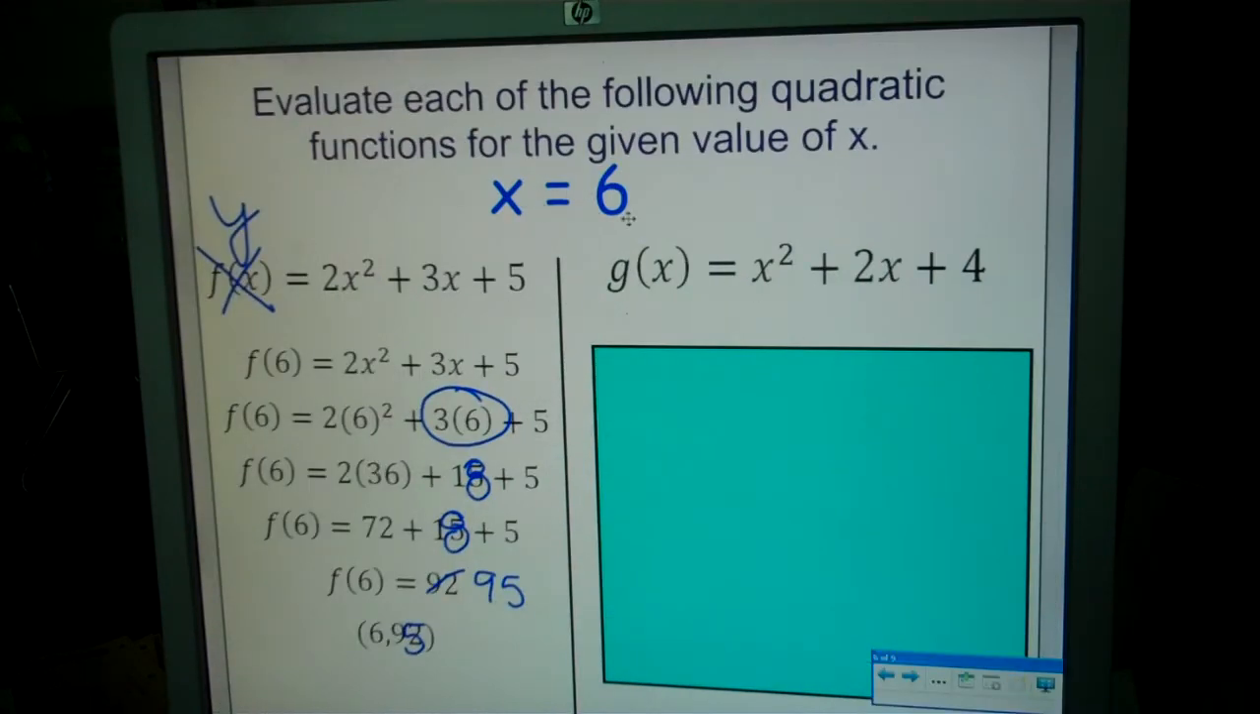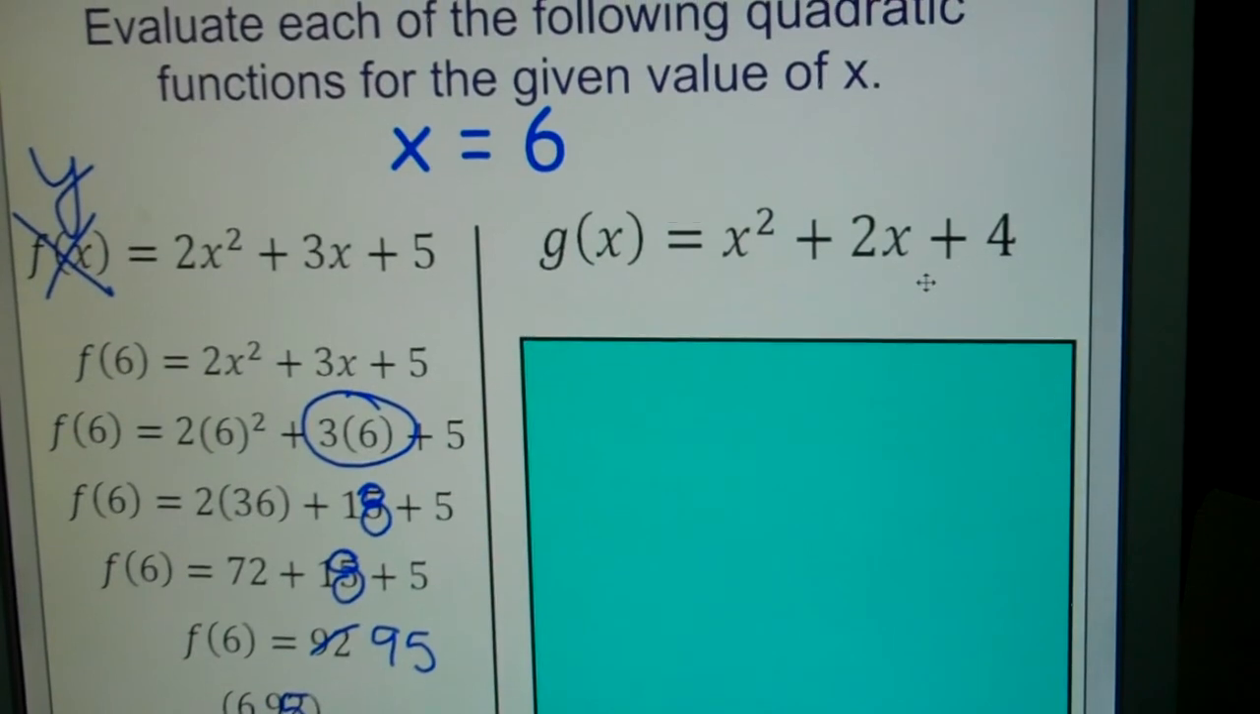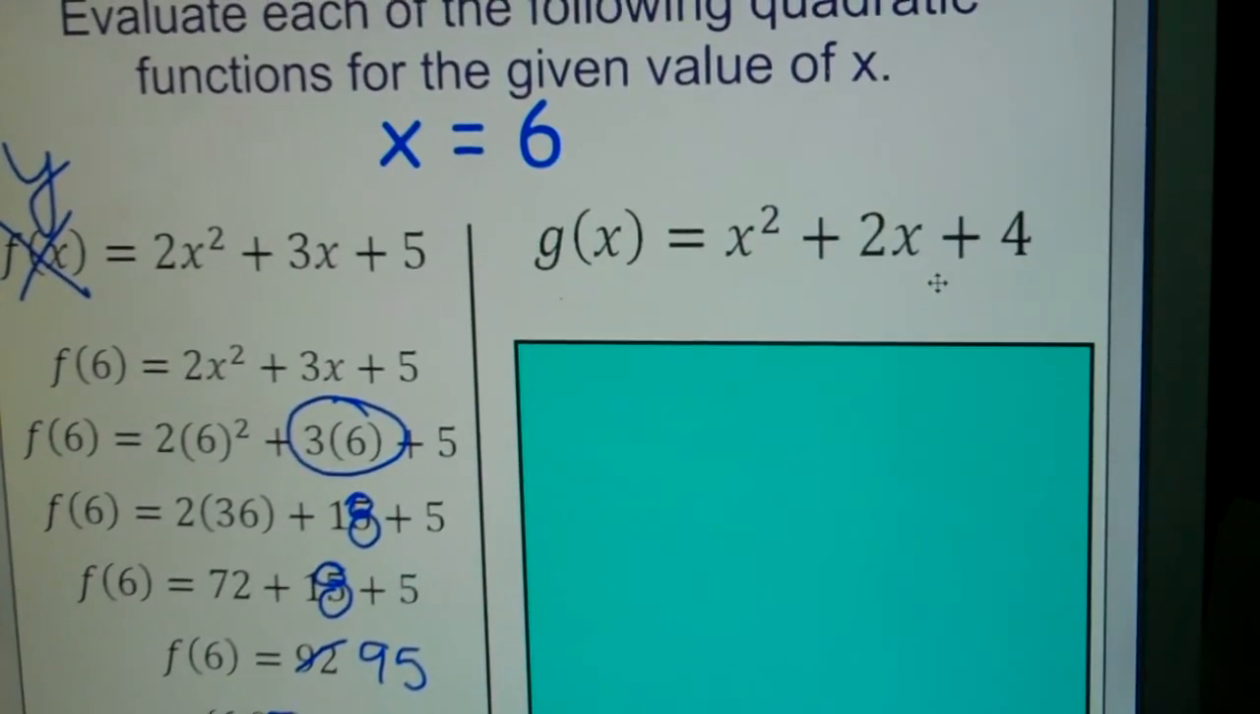All right, x equals 6. Do it on this one. Let me zoom over there so you can see it. All right, get a good look at it. Plug in 6. We'll come back on the flip side, see if I made any mistakes.